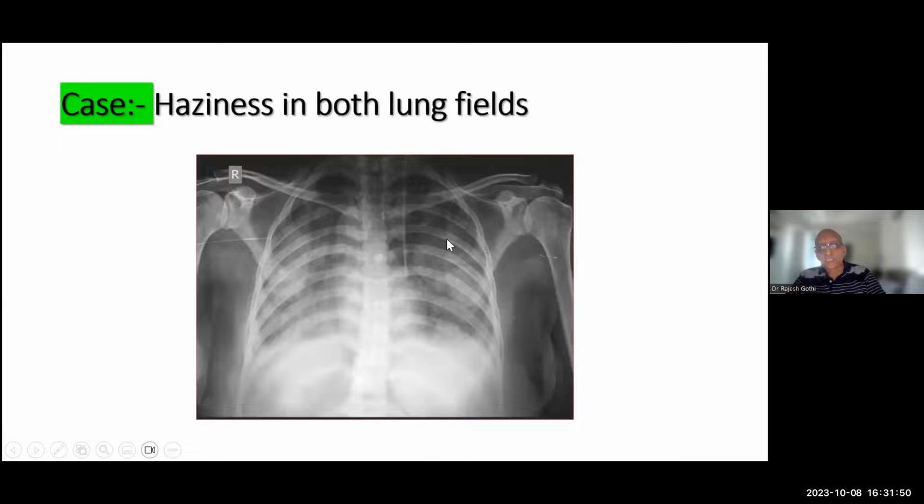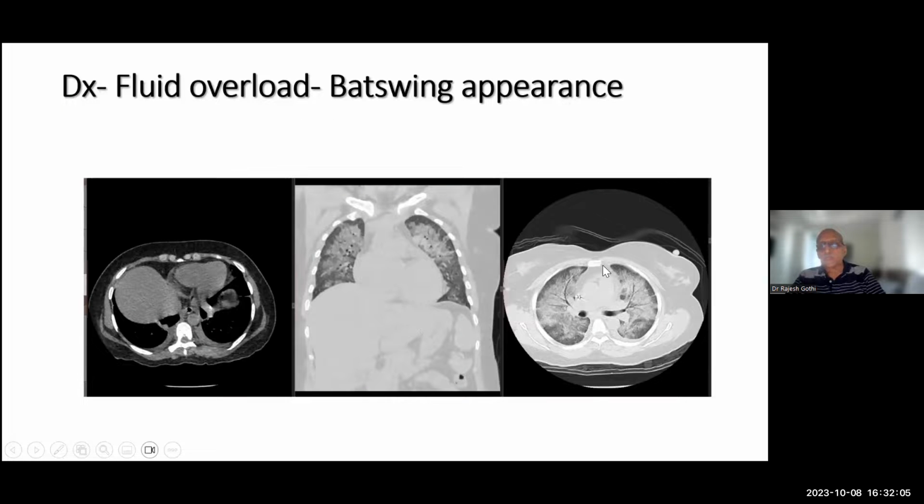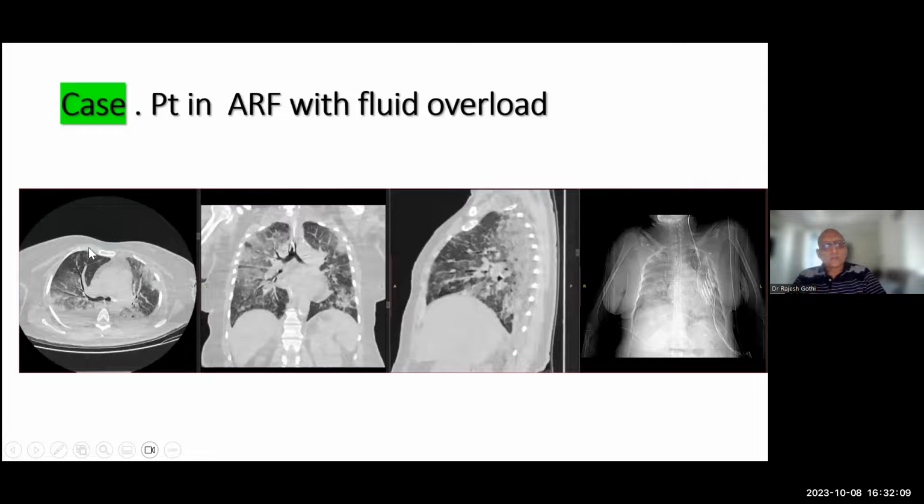And this is what the X-ray can look like. Haziness in both lung fields, no consolidation, no pneumothorax, and there is no evidence of scattered areas of parenchymal opacities. It's all diffuse opacities. You must think of pulmonary edema, and you can confirm it by doing the CT scan. So here you are. This was a patient of acute renal failure, ground glass opacities, no cardiomegaly, endotracheal tube was inserted. There was pleural effusion in the lung bases, in both lung fields. So this is what the X-ray looked like.